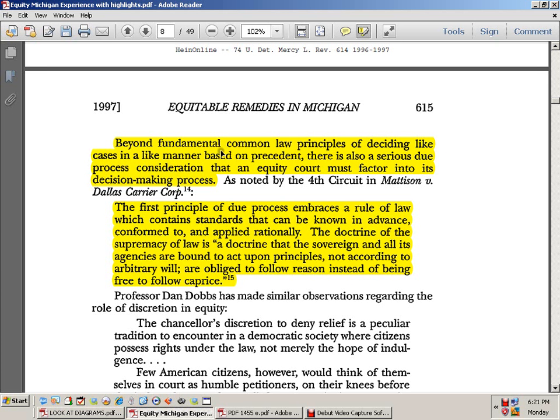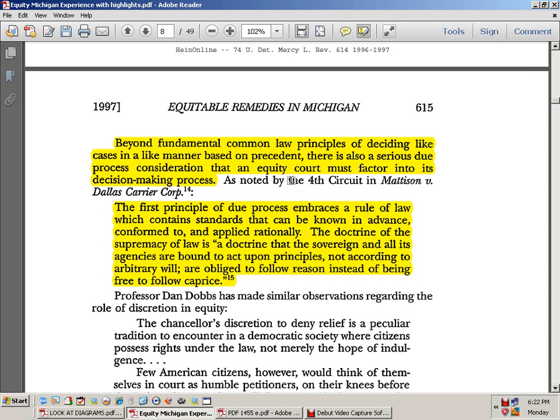Beyond fundamental common law principles of deciding like cases in a like manner based on precedent, right? So like for like. Beyond that fundamental, there is also serious due process consideration that an equity court must factor into its decision-making process. A due process of law. Again, in law, apparently they don't care how somebody got a contract. Threat, coercion, duress, doesn't matter. If they're holding the paper, they're the owner. You can't get a remedy in law if they're holding the paper.